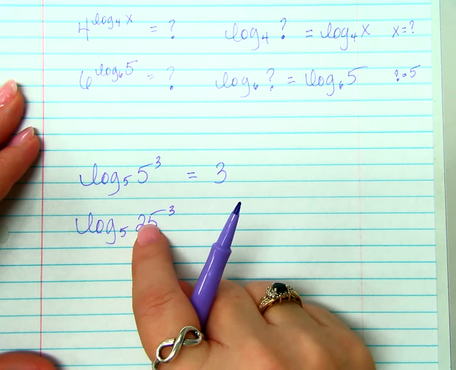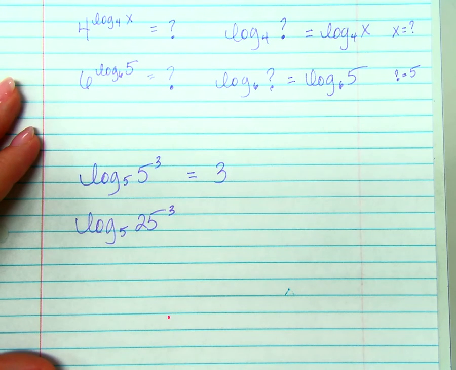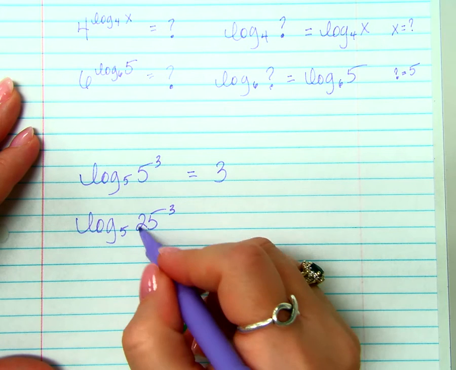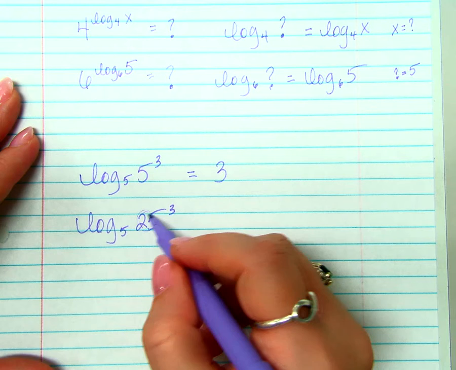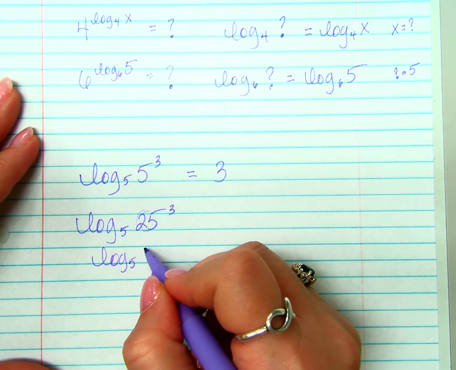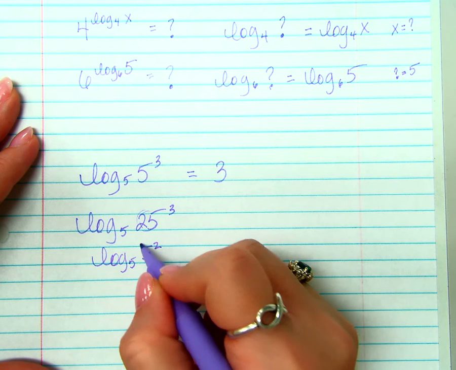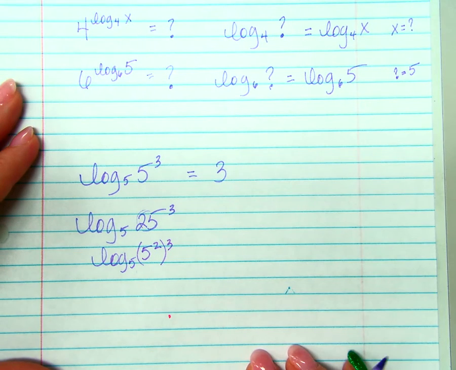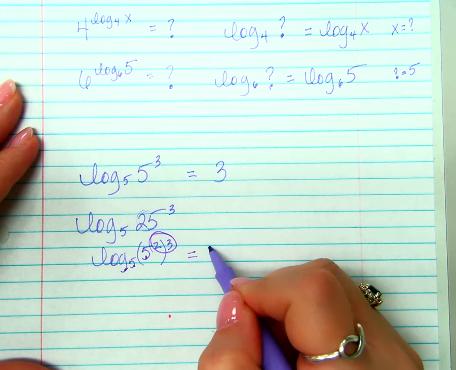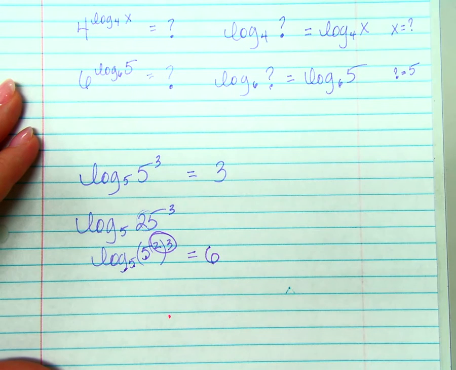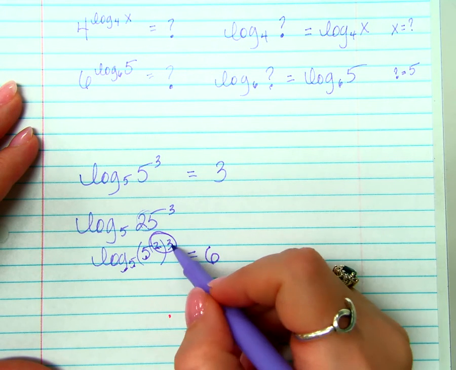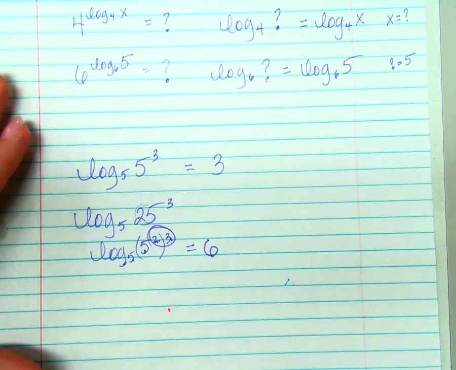Are these bases the same? Nope. Am I in trouble? Oh, no, we're not. Because what if we rewrote this? Am I allowed to do that? Could I rewrite it as log base 5 of 5 squared to the 3rd? Am I allowed to do that? Now are these bases the same? Then what's my answer? 6. Remember? You remember your exponential rules? What's 2 times 3? 6.